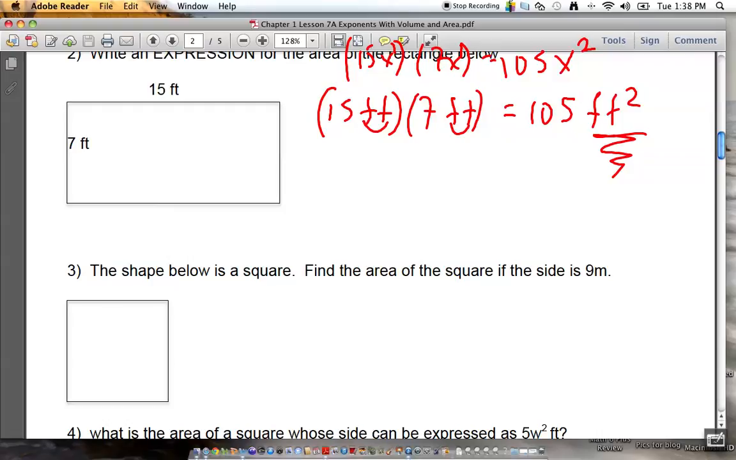Okay? The shape below is a square. Find the area of the square if the side is 9 meters. Go ahead.